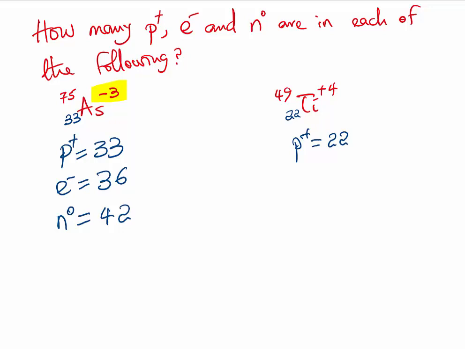The charge here is +4, which means that 4 electrons have been lost. So, how many electrons do we have left in this ion of titanium? That will be 18 electrons. And how many neutrons? 22 subtracted from 49 should be 27. So, if you know the symbol, you can find the number of protons, the number of neutrons, and the number of electrons in an atom or an ion.